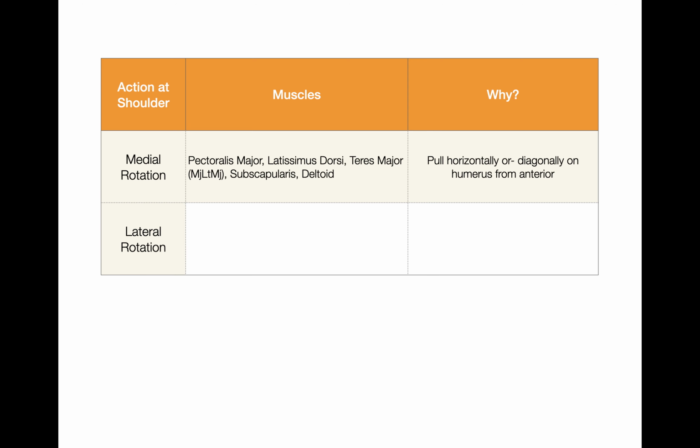Lateral rotation, or external rotation, means we need to pull on that humerus horizontally, if not diagonally, but from posterior. Again, deltoid does this, as do two of the rotator cuff muscles, infraspinatus and teres minor. When you find infraspinatus or teres minor, you would find that they run somewhat horizontally or diagonally, and they attach to the back of the humerus. Really, they attach to the greater tubercle, but from behind. When they cross the joint, they pass from behind.